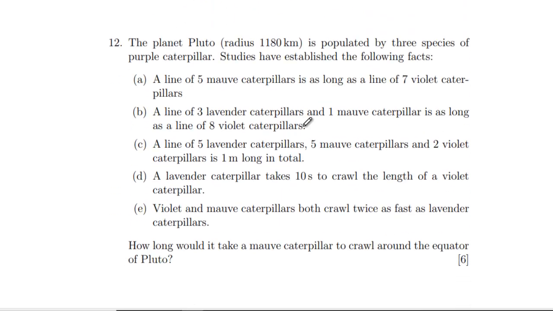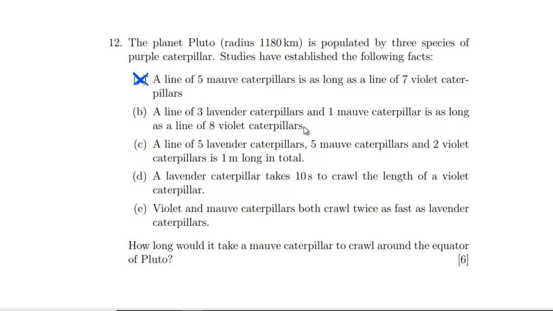Question 12. Oh, this looks like the simultaneous equation ones I used to put in all the time. These are really boring. Planet Pluto, radius of that, populated by 3 species of purple caterpillar. Yeah, of course it is. Studies have established the following facts.